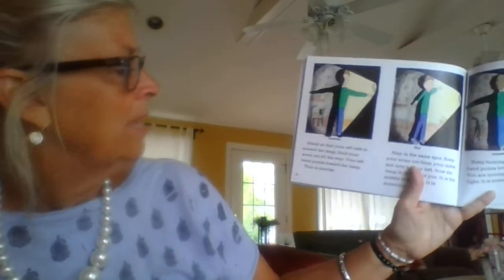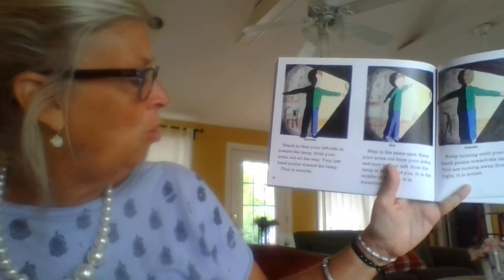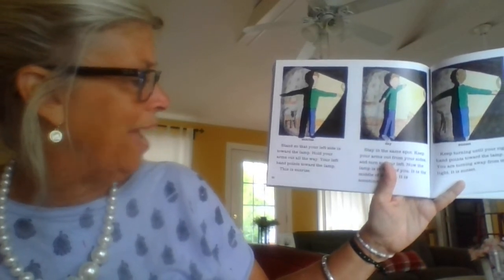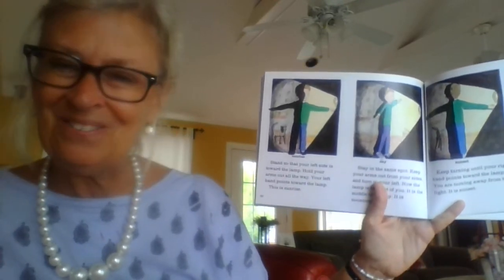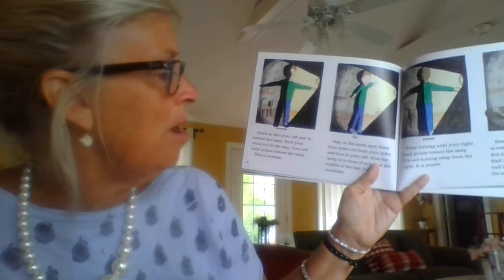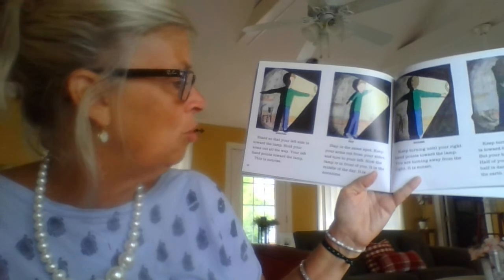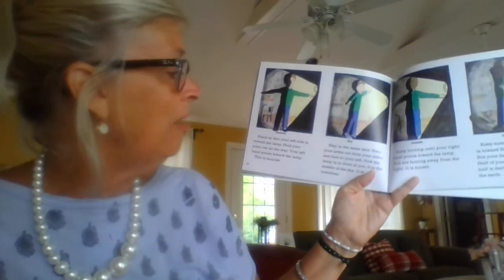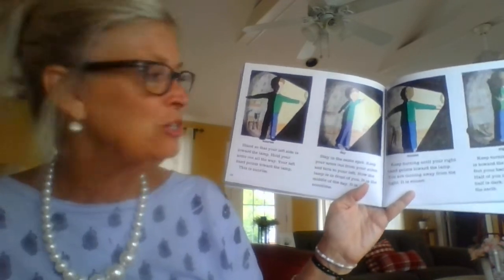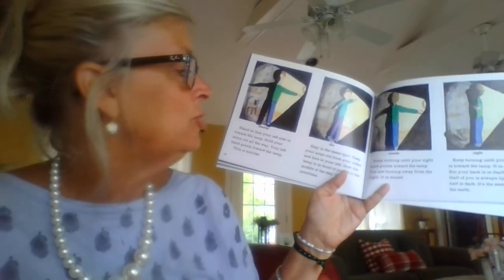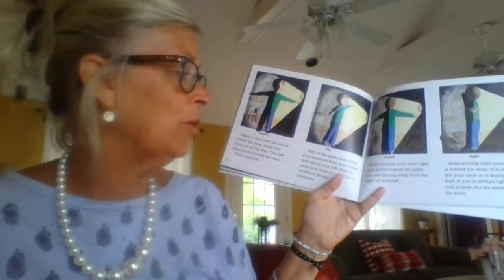Let's keep reading. Stand so that your left side is toward the lamp. Hold your arms out all the way. Your left hand points towards the lamp. This is sunrise. Stay in the same spot. Keep your arms out from your sides and turn to your left. Now the lamp is in front of you. It is the middle of the day. It is noontime.